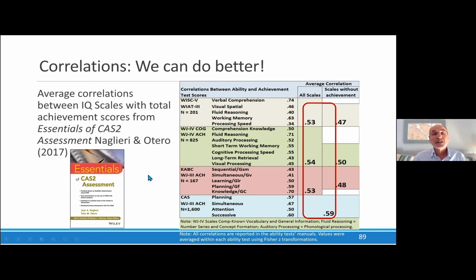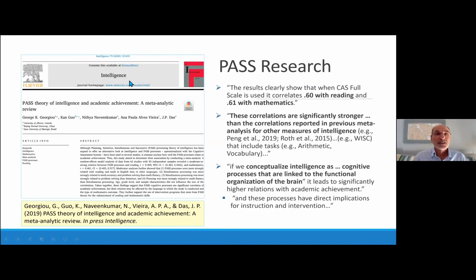But then more recently, a meta-analysis was just published. And this meta-analysis, just published in the Journal of Intelligence by George Giorgio, he showed clearly that the correlations between these 60-something studies, that the correlations were significantly stronger than correlations reported in previous meta-analyses for all other measures of intelligence.